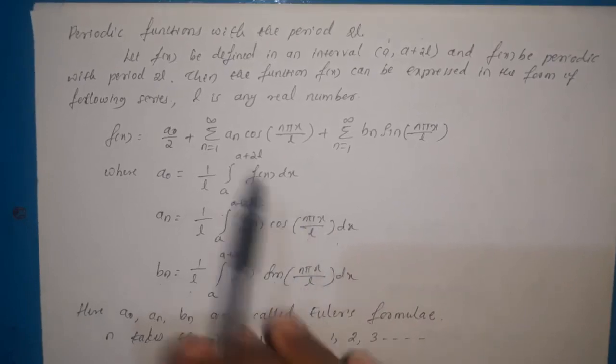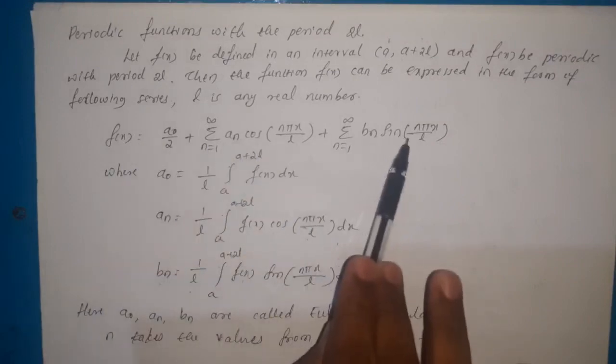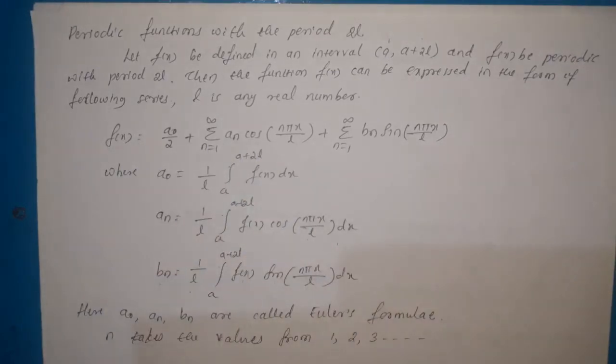So this is the Fourier series when the period is 2L, that is, if the function is defined in the interval a to a plus 2L.